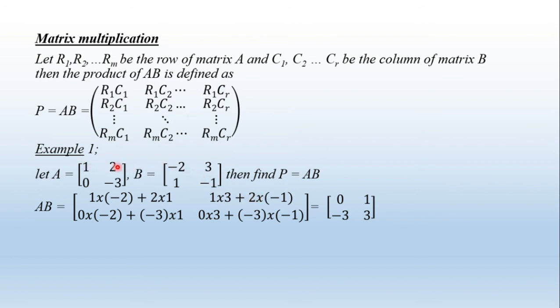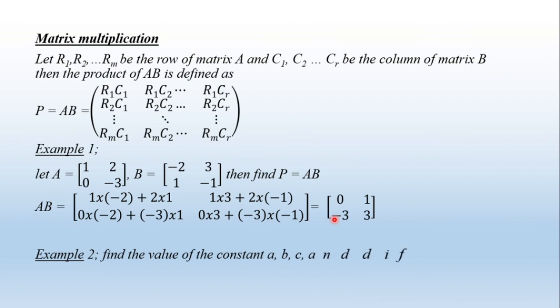So this row is multiplied with this column, and here 0 times 3 plus minus 3 times minus 1. This row should be multiplied with this column. Then finally what value comes? 0 1, -3 3, this is the product of A and B. I think it's clear.